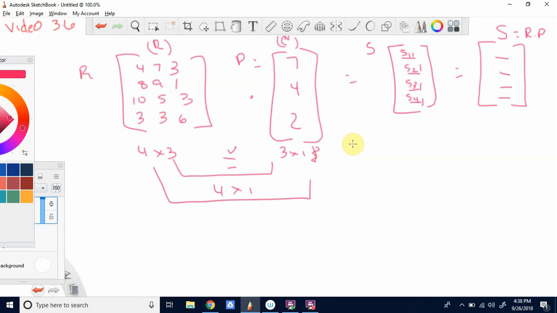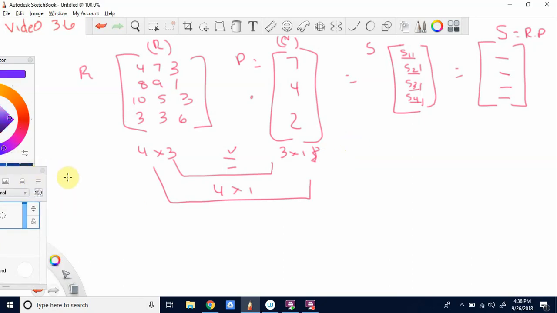So let's multiply. I'm going to change a color here. S11 is going to be row 1: 4, 7, 3 times, there's only one column, 7, 4, 2. So we get 28, 28, and 6, which results in 56, 62.